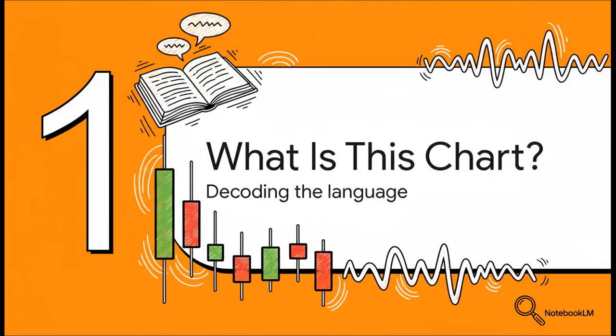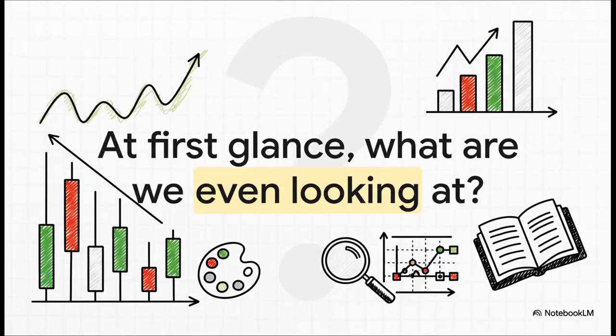All right, first things first. Before we can read the story, we've got to understand the language it's written in. Let's decode this thing. And that's a totally fair question. I mean, what are we looking at here? Is it just a bunch of random data? Some kind of weird abstract art? The answer is, yeah, it's kind of both. It's a special kind of chart designed to pack a ton of information into a really small space.